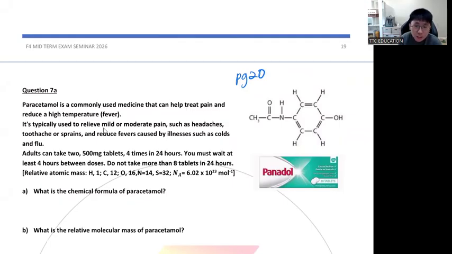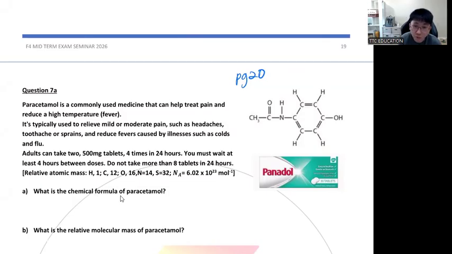It's typically used to relieve mild, moderate pain such as headache, toothache, sprains, reduce fever caused by illness such as cold and flu. So now, adults can take two 500 milligram tablets 4 times in 24 hours. You must wait at least 4 hours between doses. Do not take more than 8 tablets in 24 hours. So guys, they give you so many information about paracetamol. They ask you, what is the chemical formula of paracetamol?